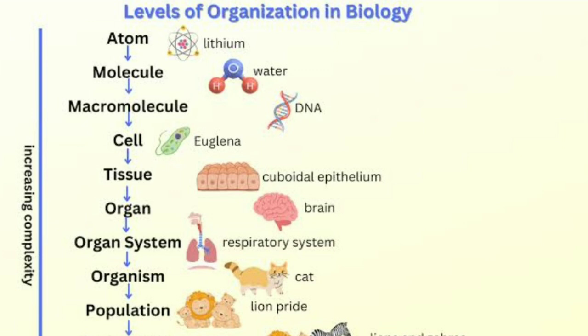DNA is a macromolecule. Now let's move towards the cell. First we have atom. Atom plus atom is equal to molecule, for example H2O, the water molecule. Then molecule plus molecule forms a macromolecule, for example DNA, deoxyribonucleic acid. Now macromolecules plus macromolecules form a cell. The cell has DNA, so a long chain of DNA is equal to a cell. For example, Euglena.